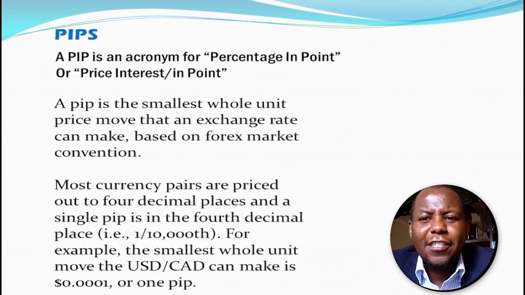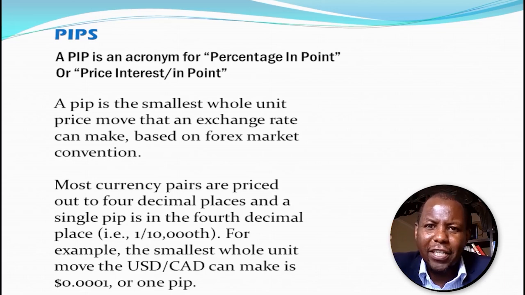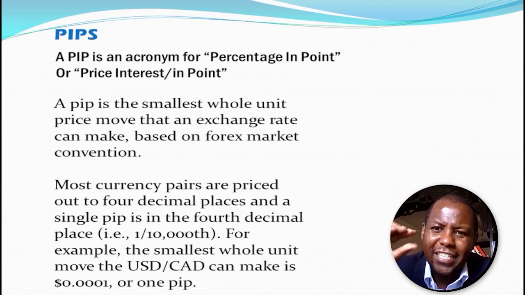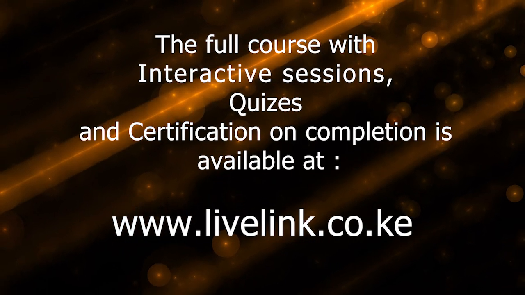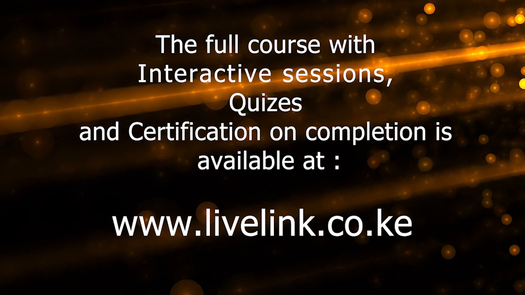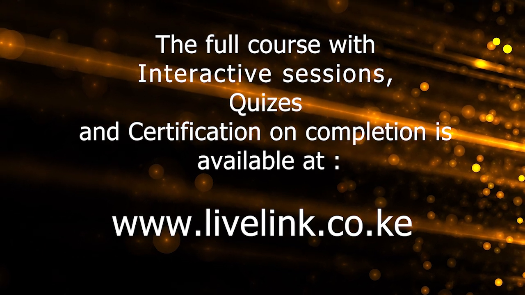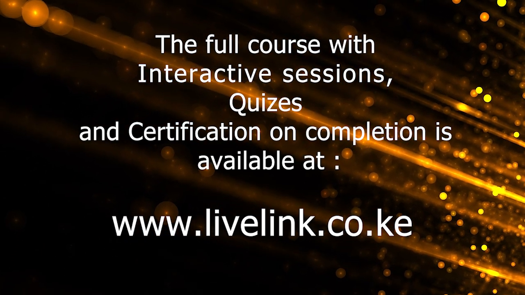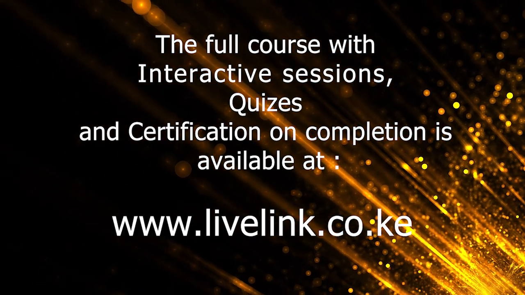Now, a pip is the smallest whole unit price move. That movement of price we're talking about between the stronger one and the weaker one, that change, is what we're saying is measured. That small whole unit in the rate is what is called a pip according to the forex market convention. So the forex market as a whole understands what a pip is, so that a pip is not $1 or 1 yen. It's a certain value that is understood by the forex market, and you will understand it too.